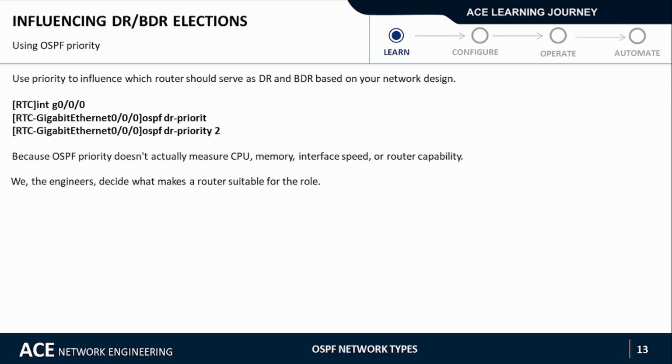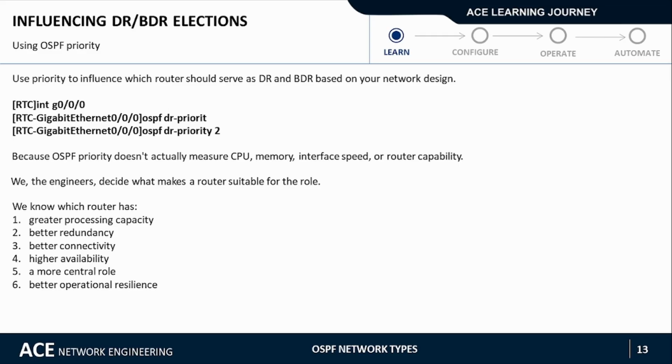So that's what we are saying in this. We are saying the engineers decide what makes a router suitable for the role. We are the ones who know that this particular router has great processing capacity, better redundancy, better connectivity, high availability, better resilience than others. So we can make it the DR by force. And the second one that has almost the same capability or slightly lower, we can make it the BDR by influencing. We can influence this election.